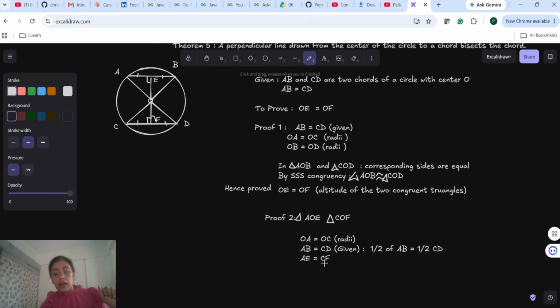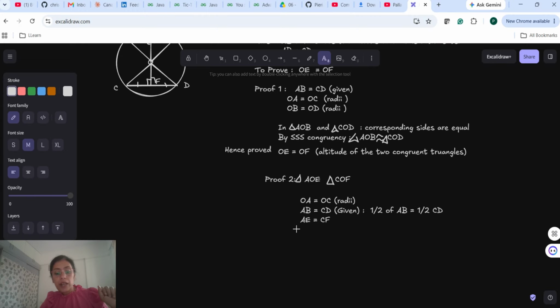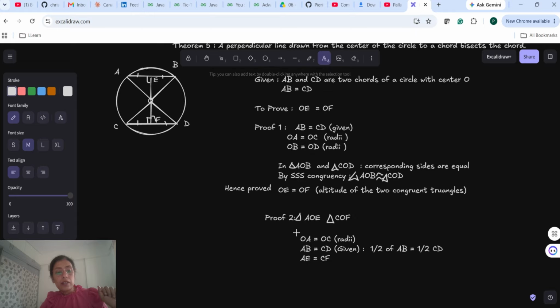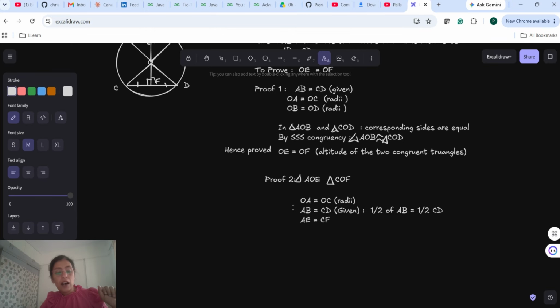Okay. And what is the third thing that we know? The third thing that we know is that angle OEA and angle OFC are 90 degrees. So angle OEA is equal to angle OFC, which is equal to 90 degrees.